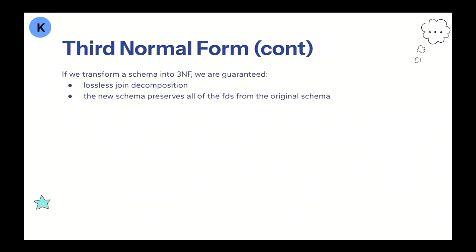If we transform a schema into third normal form, we are guaranteed to have lossless join decomposition. So you don't need to worry about the definition of lossless join. We will have a look at an example later. And the second property guaranteed here is that the new schema preserves all the functional dependencies from the original schema. For BCNF, this may not hold. So the functional dependencies could be changed for BCNF.